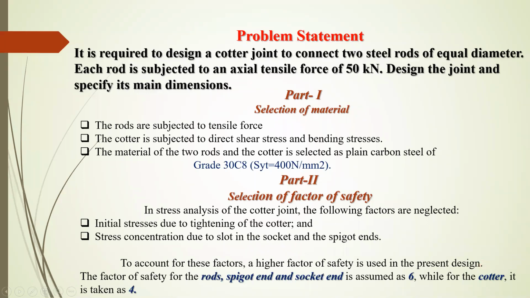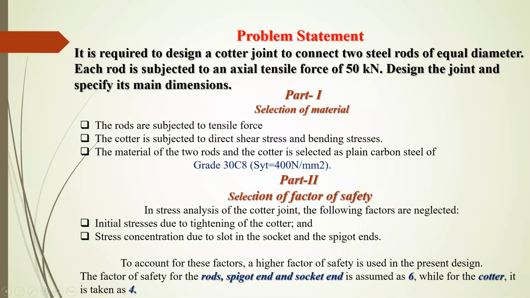As we know, the quarter is a complete continuous part. There is no slot or discontinuity in the quarter dimensions, so there is no stress concentration here in this quarter. And second, if the failure occurs in the quarter joint, that failure must occur in the quarter, because the quarter is easy to manufacture and less costly as compared to the spigot and socket end.